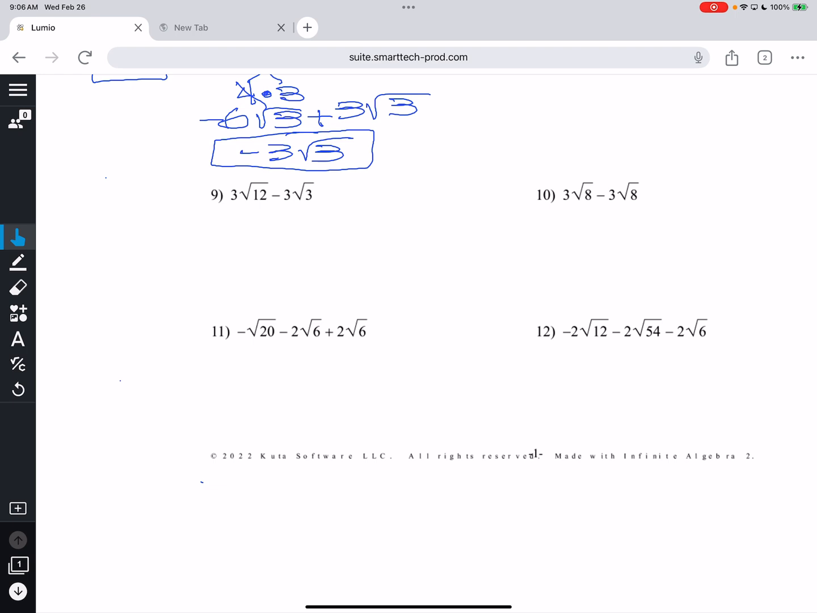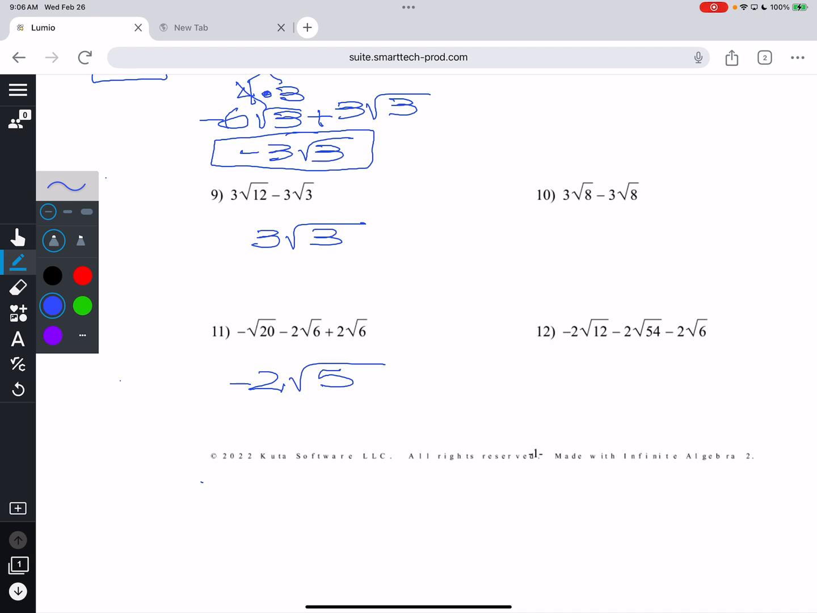Charlotte, what did you get for number 9? 3 radical 3. Perfect. And Fair, what did you get for 11? Negative 2 radical 5. Any questions on those? Work 11. Yeah, number 11. Sure.